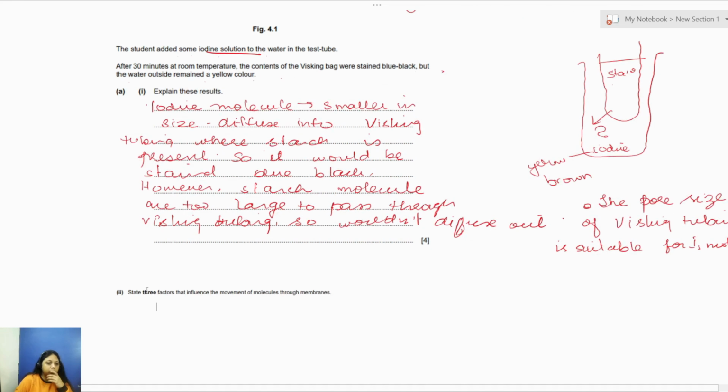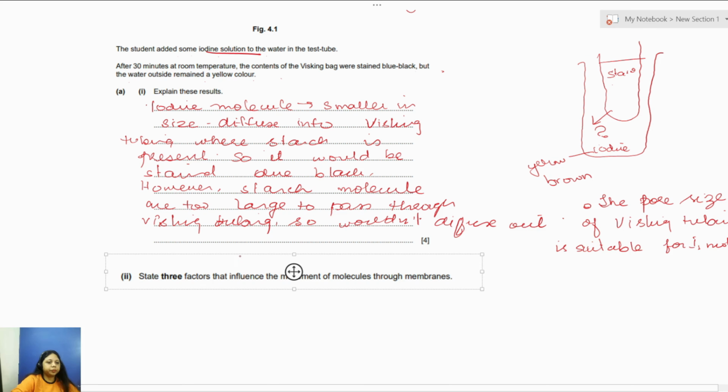Shall we move to the next question? Movement of molecules through the membrane. Okay, have we discussed this yesterday? Like, what are the factors which increase or decrease the rate of diffusion? No? Yes? Okay. So, what is factor number one?